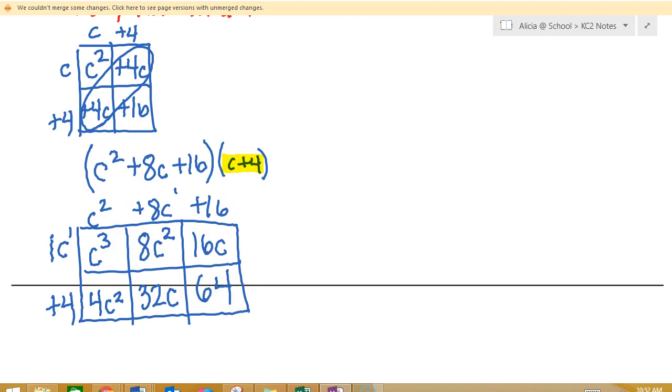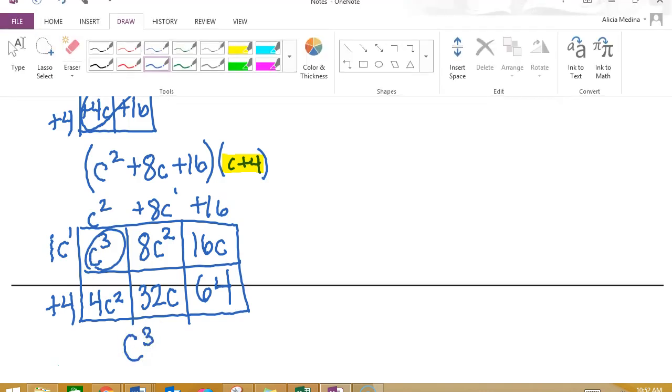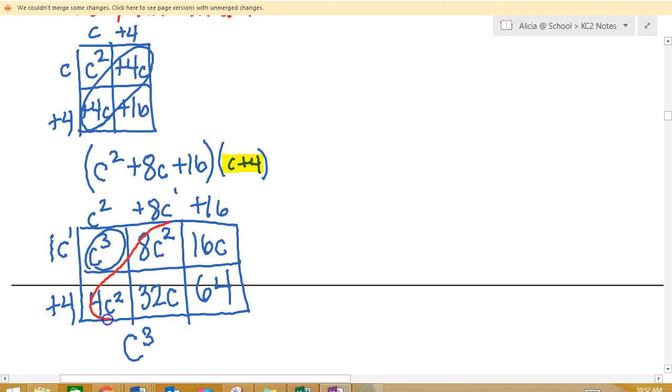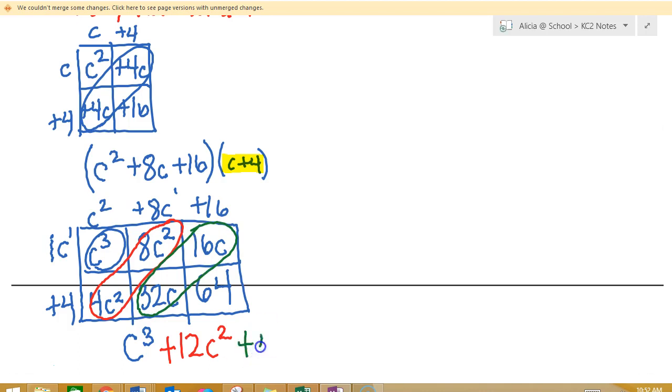Alright, looking at all my terms now, I'm going to combine them as I write them out. So I have my c cubed. I see my diagonals again, c squared and c squared. 4 plus 8 is going to give me a positive 12c squared. Going in order by highest degree. Last diagonal here, I got 32c and a 16c. Added together will give me a 48c. And my last term, 64, there's no other constants, so plus 64 at the end.